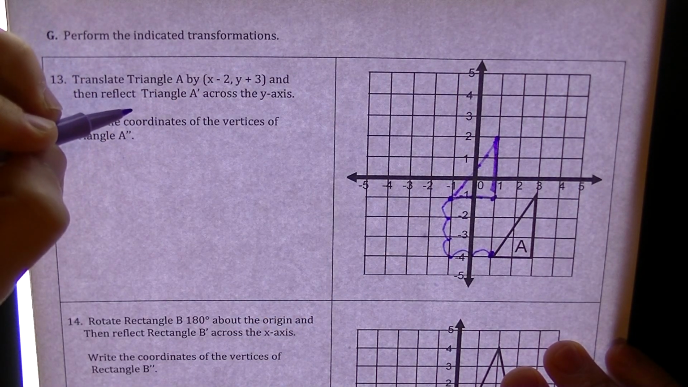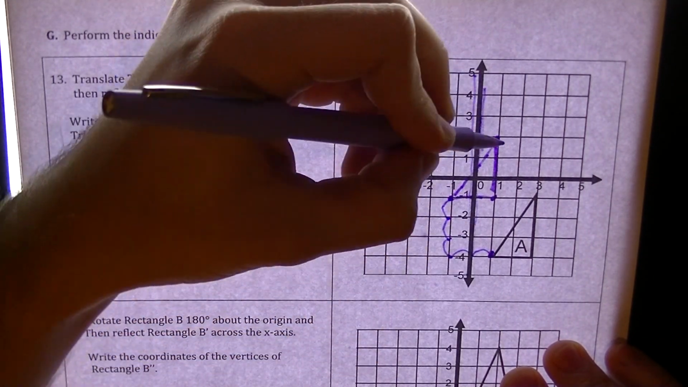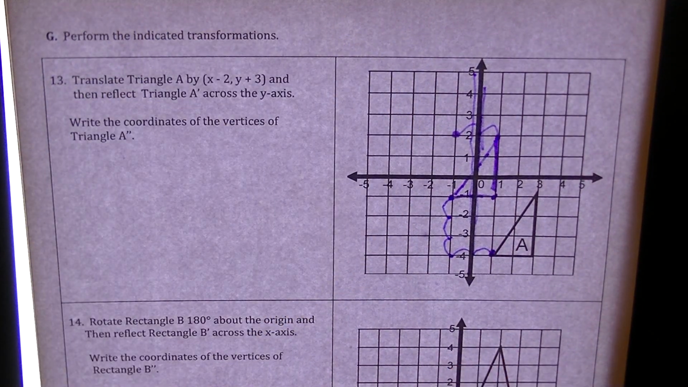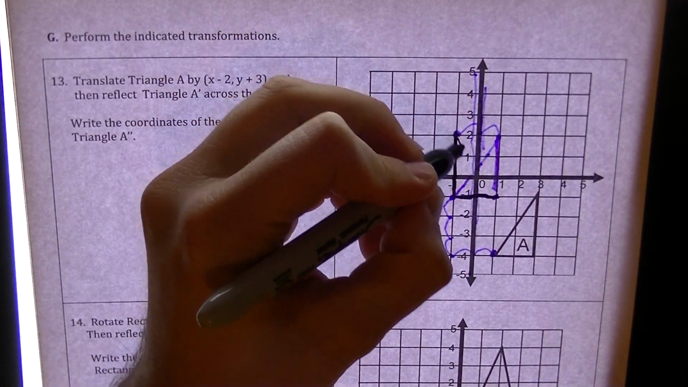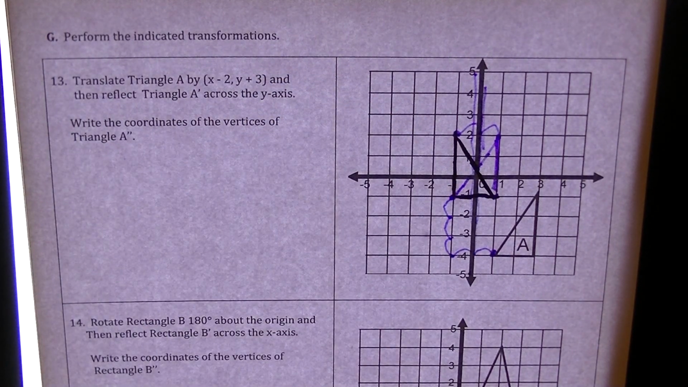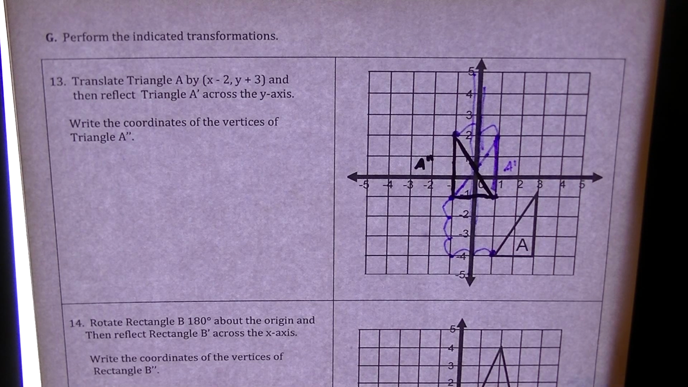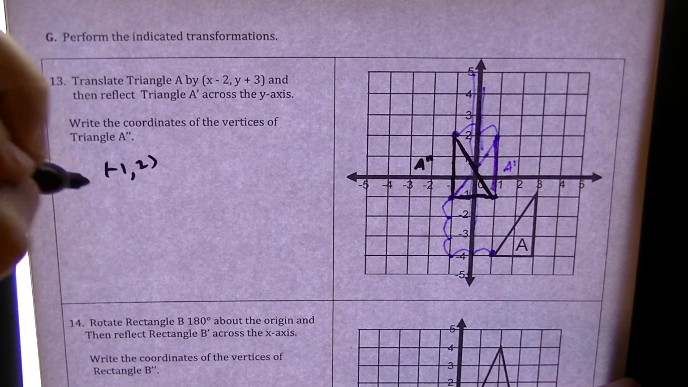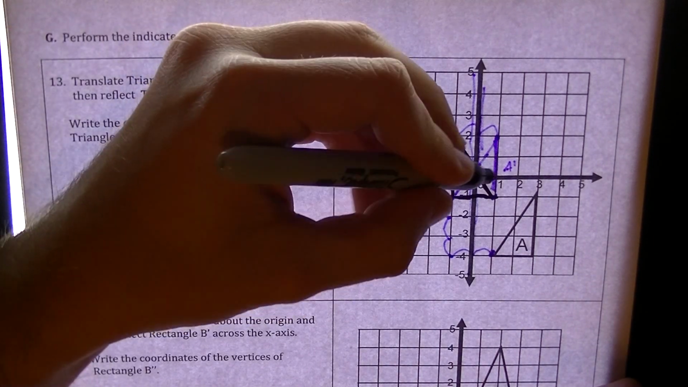And then a reflection across the y-axis, which is this line right over here. So this is going to go 1, 1 over, and these two are going to switch, and my new shape is going to look like that. So this is A prime prime, and this was A prime over here. And my coordinates of A prime prime are negative 1, 2, negative 1, negative 1, and 1, negative 1.